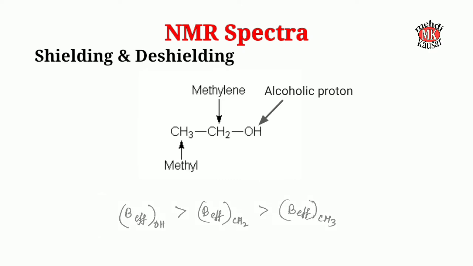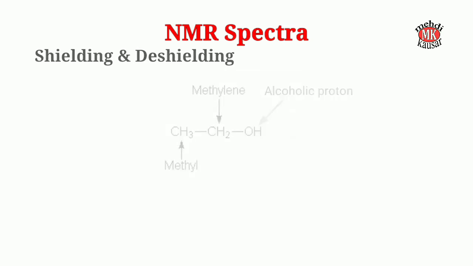For a given applied field, the OH proton will precess with greater Larmor frequency than the CH2 or CH3 protons. Conversely, in order to come into resonance with radiation of a particular frequency, for example in a 100 MHz NMR spectrometer, the methylene protons require greater applied field than OH protons.